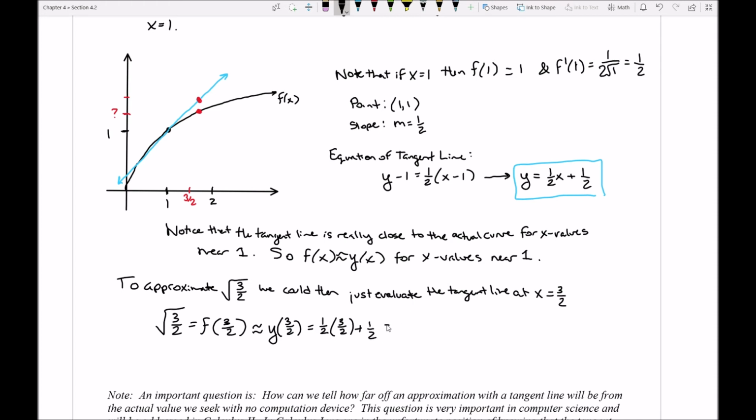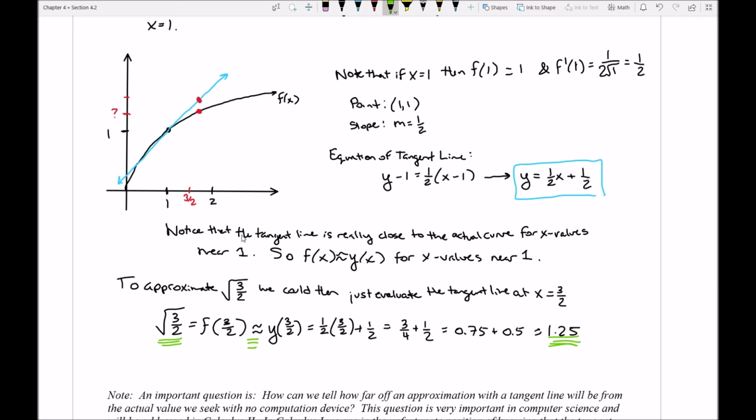Like, take a look. This is going to be 3/4 plus 1/2, or 0.75 plus 0.5, or I could write that as 1.25. So overall, I can state that the value of the square root of 3/2 is roughly the same as 1.25. They're roughly equivalent. So this is the general idea of this section. Can I use a tangent line to estimate the value of something that's difficult to compute?